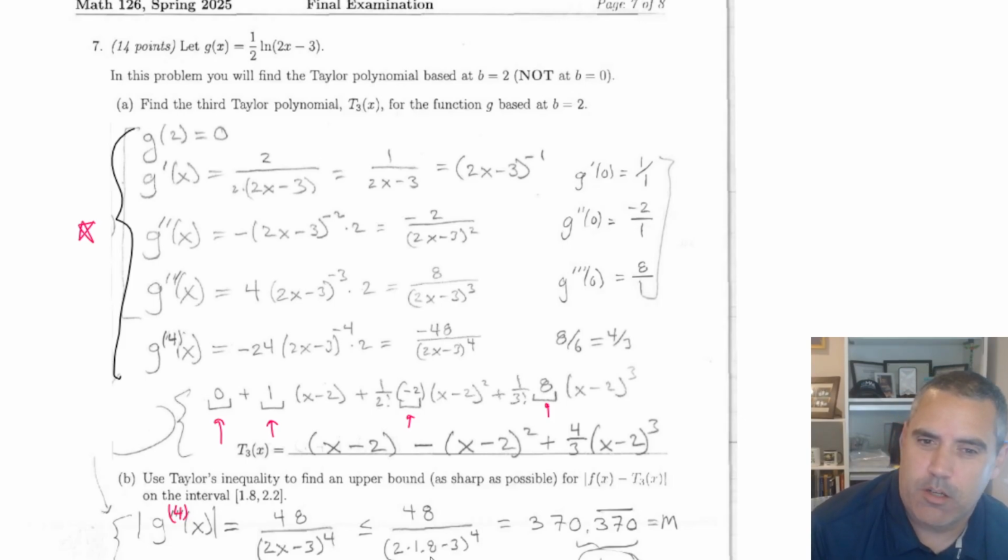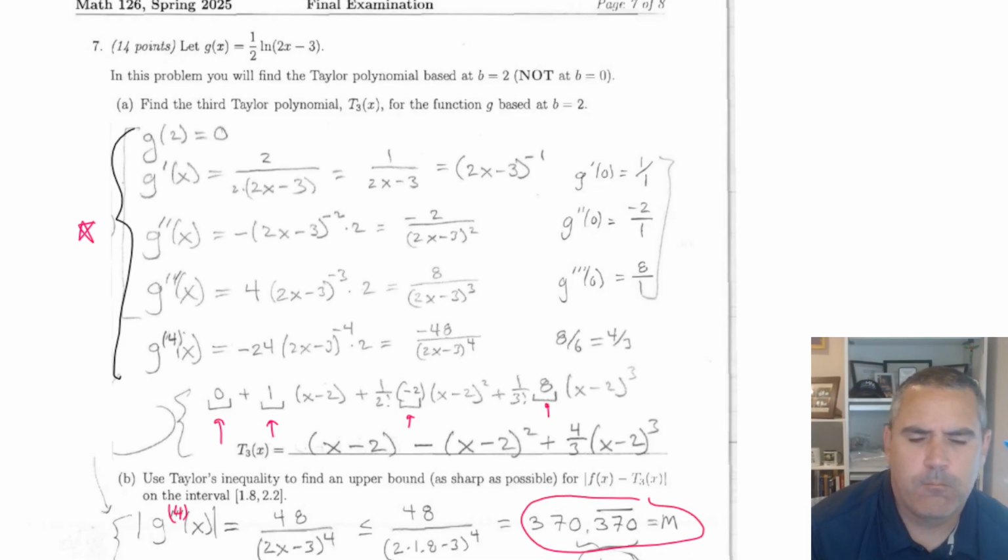The biggest it can be is when the denominator is smallest, which is at 1.8. So you get this pretty large m. You plugged everything in. You got this bound. Students did pretty well on that.